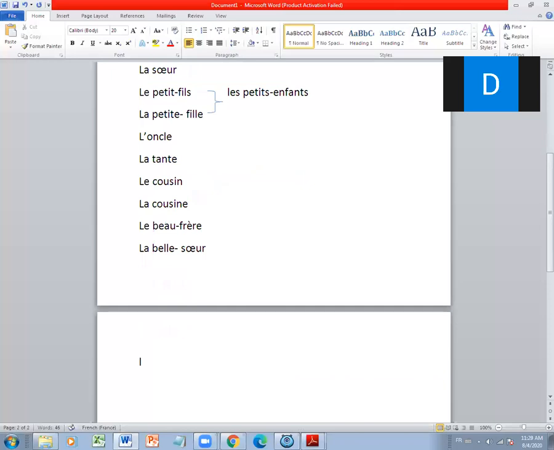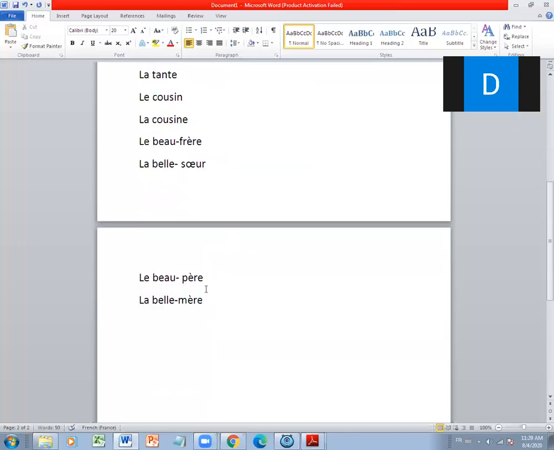Then, from there, we move to le beau-père, okay? Le beau-père means father-in-law or stepfather, okay? I've said le beau-père is father-in-law or stepfather. La belle-mère, okay? La belle-mère is mother-in-law or stepmother, okay?